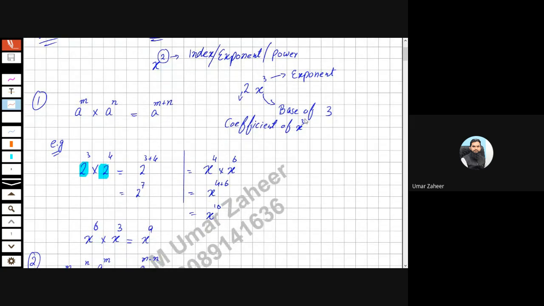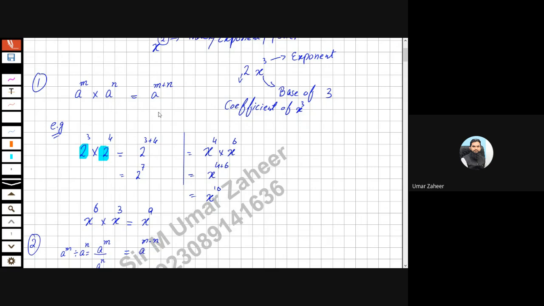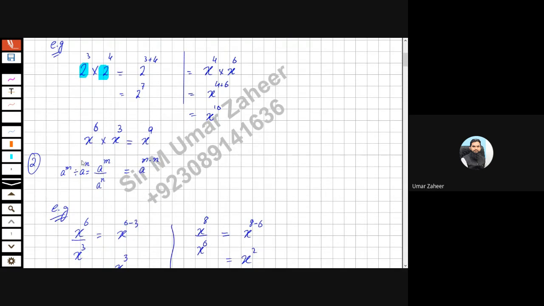The first rule that we have discussed in the last class: if we have two numbers multiplying and having the same base, then in multiplication we have to add the powers. In the second rule, if you have two numbers and they are dividing, you have to subtract the powers, with the same base.